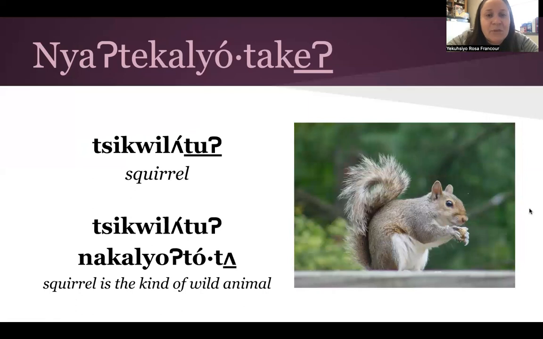The next one is jigwilant. The full word is jigwilandu. Okay, so I'll say both of them again. Jigwilandu, jigwilant. Squirrel. Used in a sentence, jigwilandu ngaliot dod. Squirrel is this kind of wild animal.